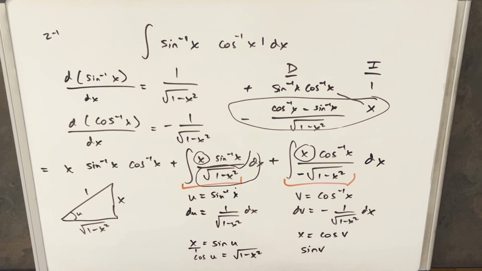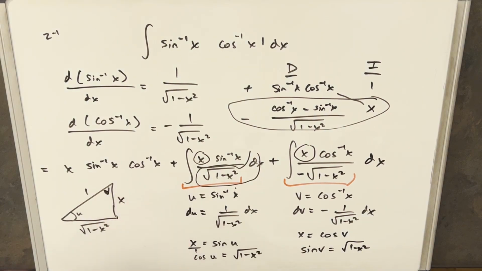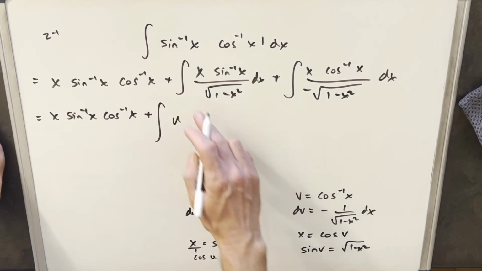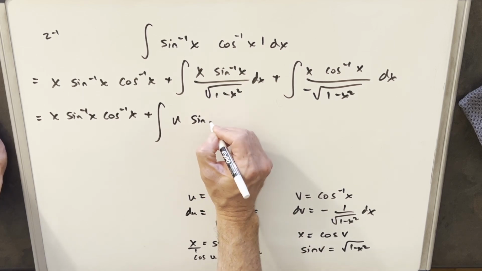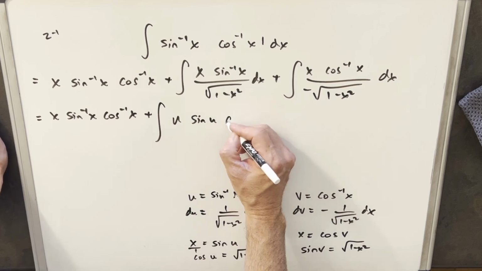So instead of doing that again, we can see that sine of v is just square root of 1 minus x squared. You could just pencil in a v right there and see how it works that way. Okay, now from here, we're in good shape to do our substitution. Our x value is just sine of u, and this dx over square root of 1 minus x squared is just going to be our du.